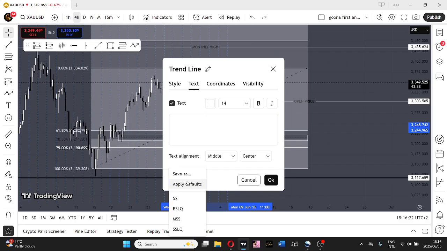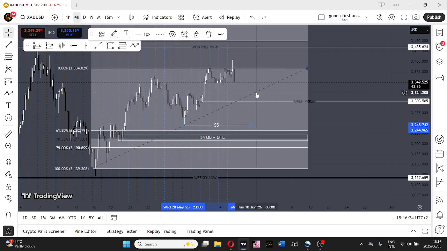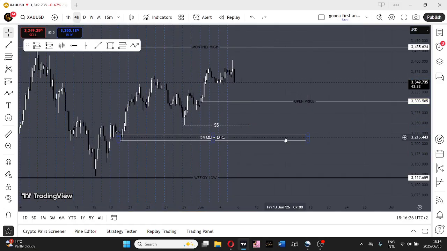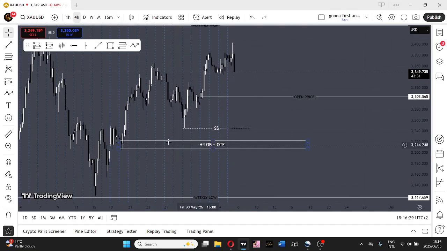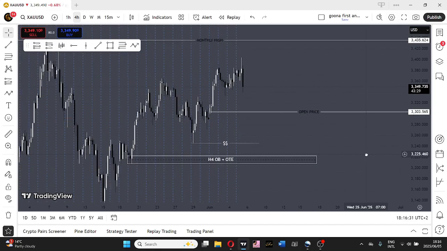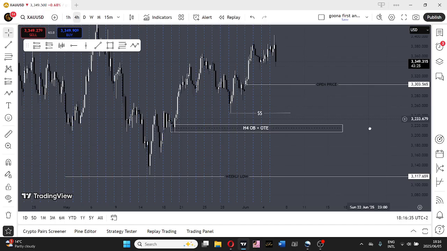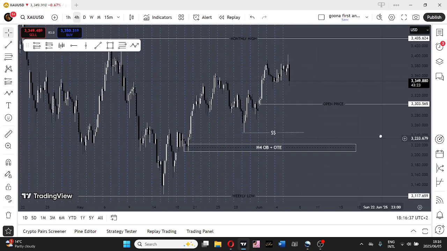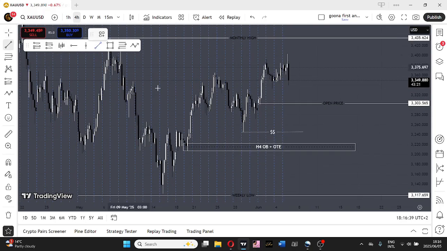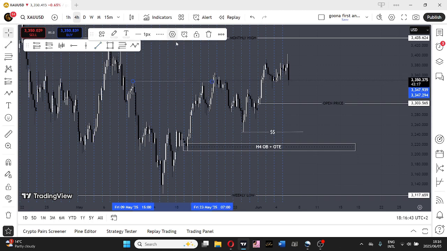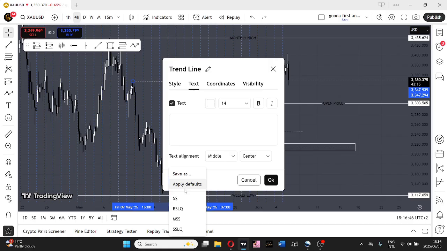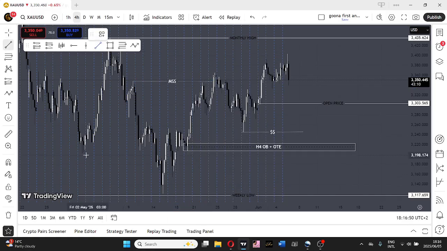Here is the liquidity that will be validating our point of interest, which is the 4 hour down here, for this coming week or the next 2 weeks. Let me mark it like this. This is a market structure shift here. The market is changing direction. You see, and down here, liquidity was taken out.